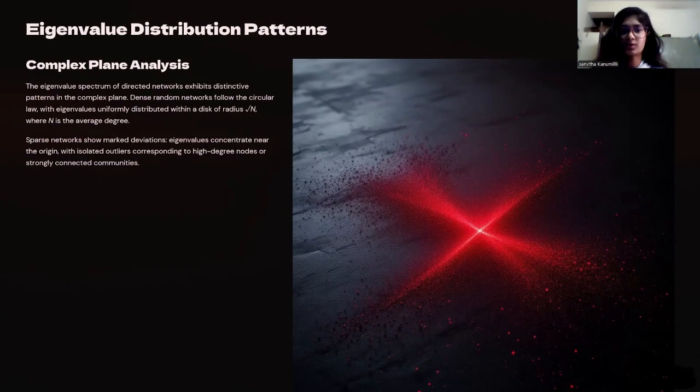Sparse networks show marked deviations. Eigenvalues concentrate near the origin with isolated outliers corresponding to high-degree nodes or strongly connected communities. So this is basically called complex plane analysis, where the radius is root n and n is the average degree.